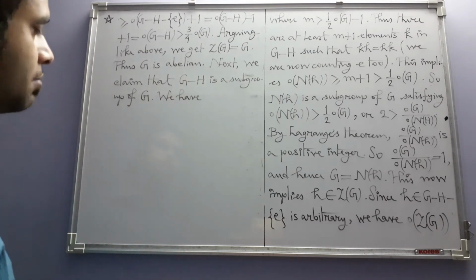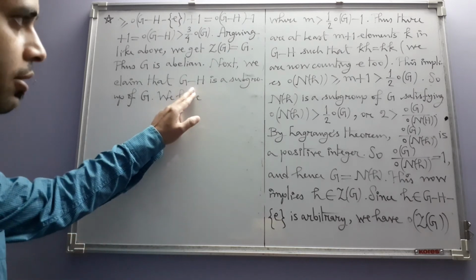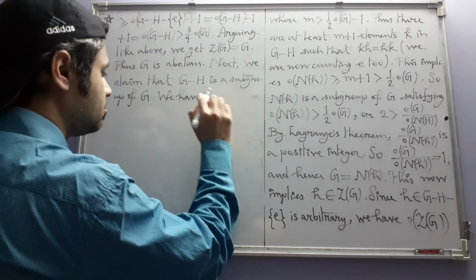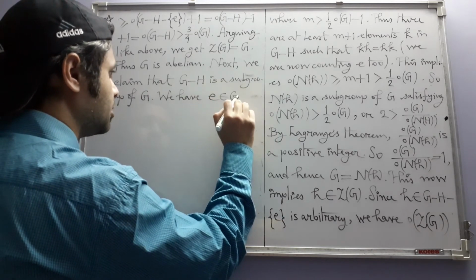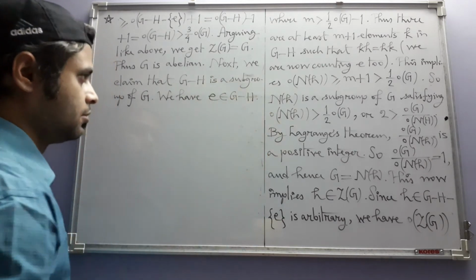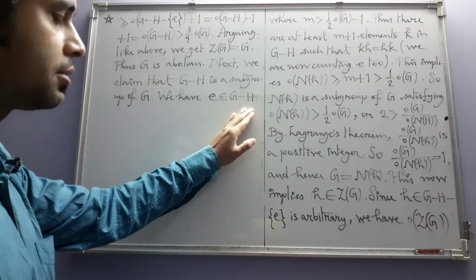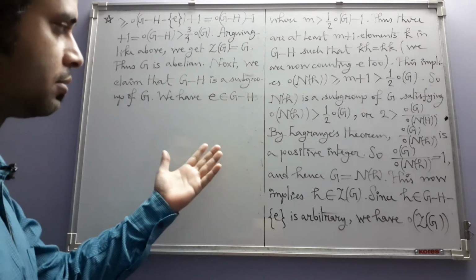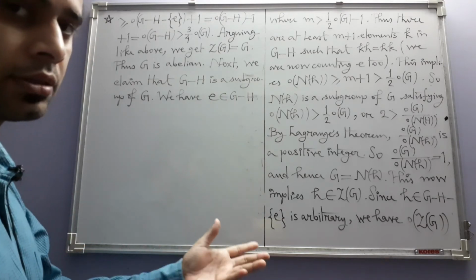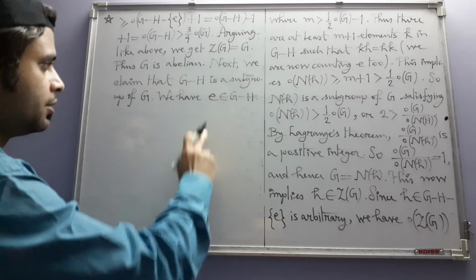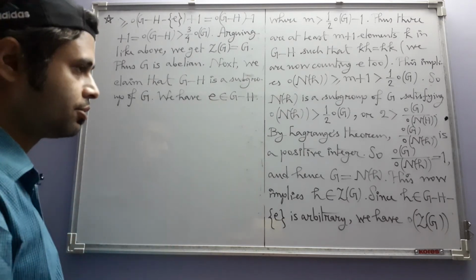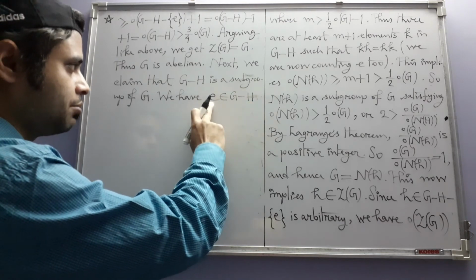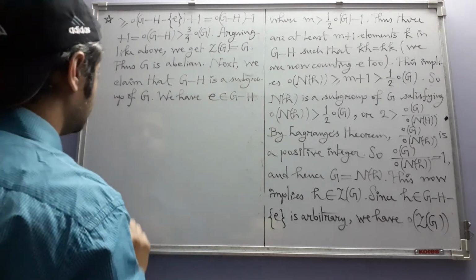For this to be a subgroup, first of all, it should be non-empty. It is non-empty because E belongs to G minus H. Why? H is the set of those elements that are mapped by T onto some element that is not the inverse of that element. E is clearly mapped by T onto E, and E is its own inverse, so E cannot be in H, so that means E must be in G minus H.